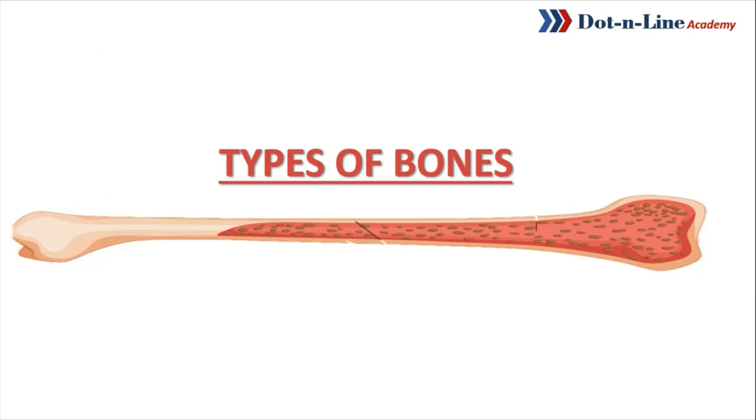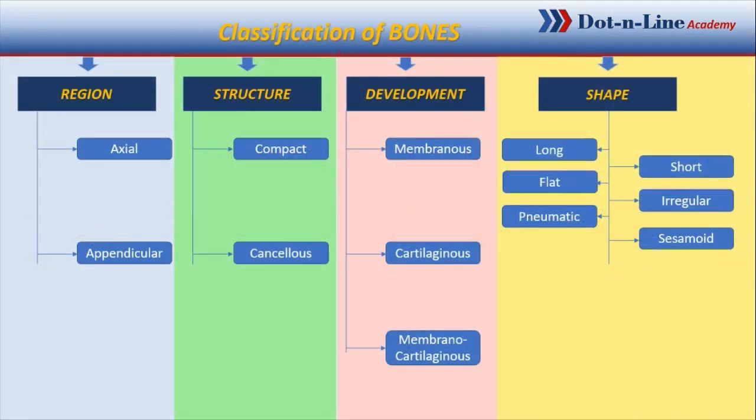Now let's come to the types of bone. When we classify bones, we classify them on the basis of the region of the body in which the bone is present, the structure of that bone, the development, how that bone is developed, and the shape of that bone. So I repeat, we classify the bones according to region.